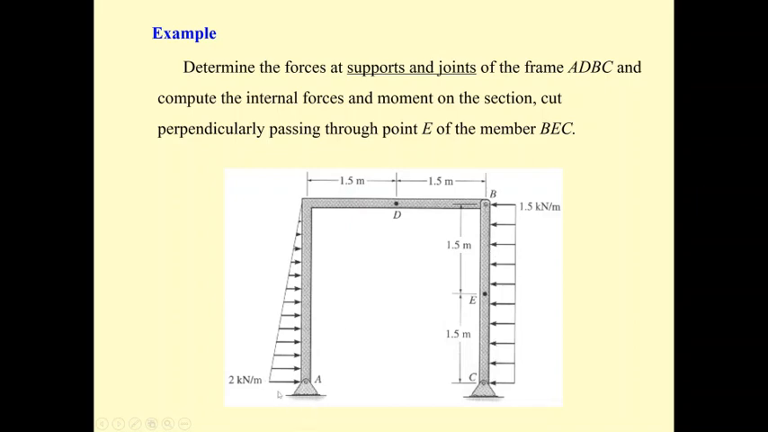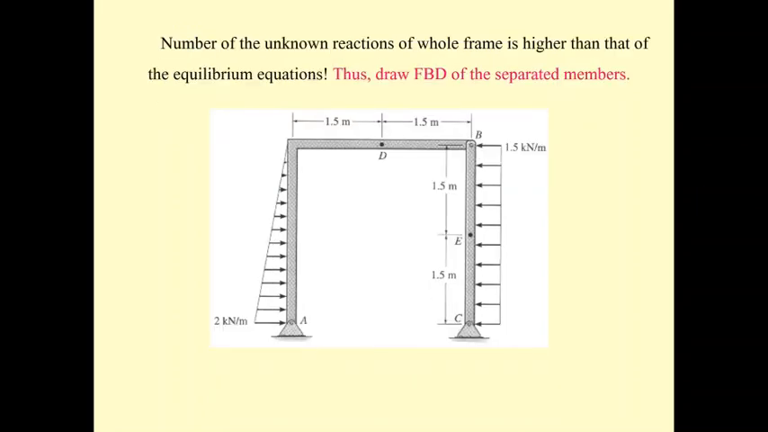If we consider the total reactions of the whole frame, we have 2 at A and 2 at C. And if it is only one free body diagram, 4 unknowns is larger than 3 equations of equilibrium. So we've got to separate this frame into 2 portions. And then we have unknowns A 2, C 2, and B 2. The total unknown is 6. And there are 2 free body diagrams. 2 times 3 equations of equilibrium is going to be 6. So the number of unknowns is equal to the number of equations of equilibrium.